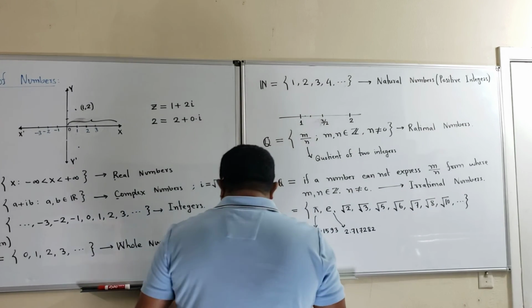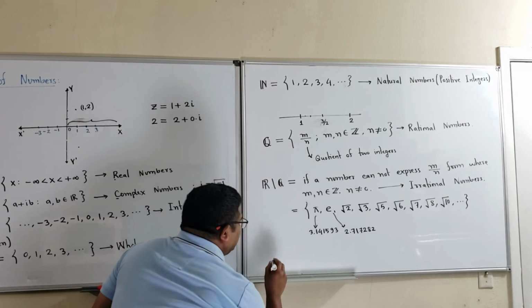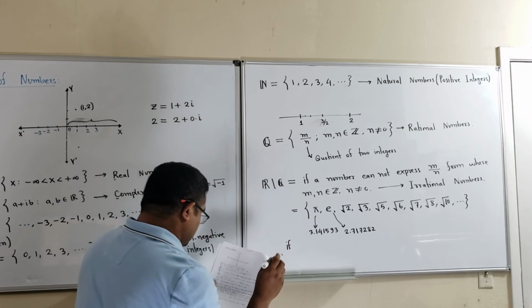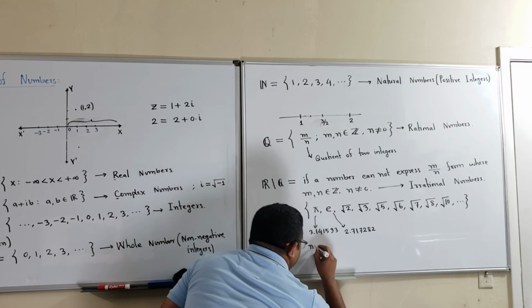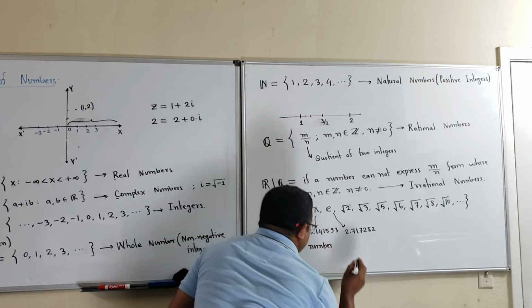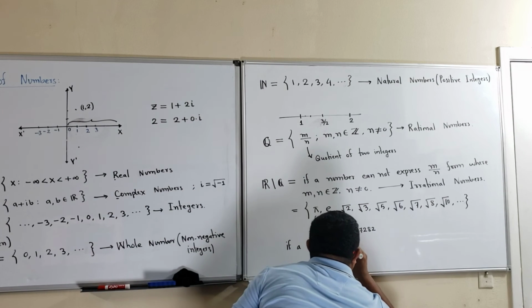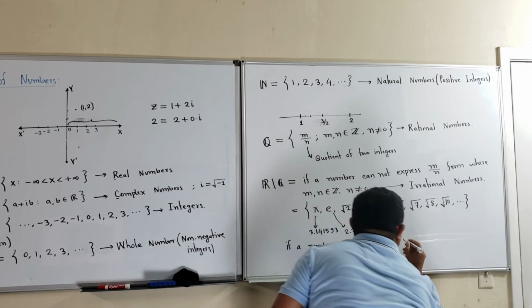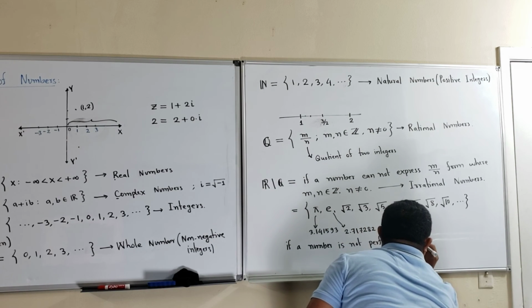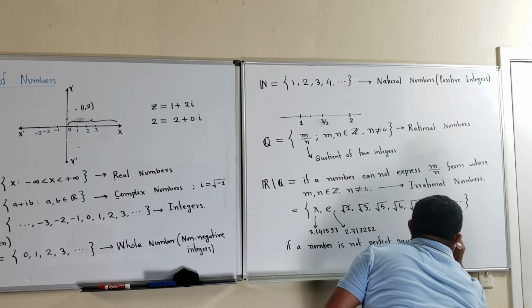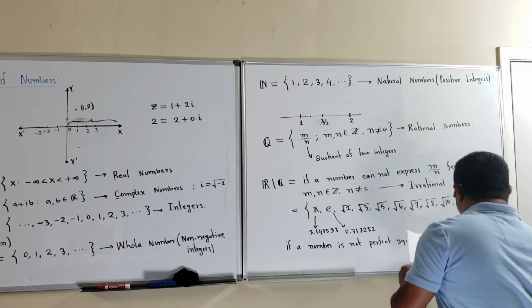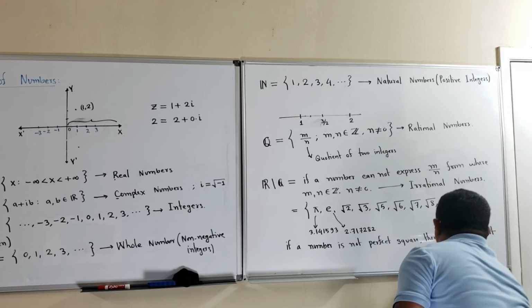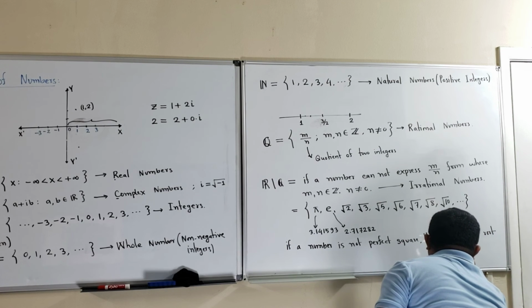So you can think this way, that means if a number is not a perfect square, then its square root is irrational.